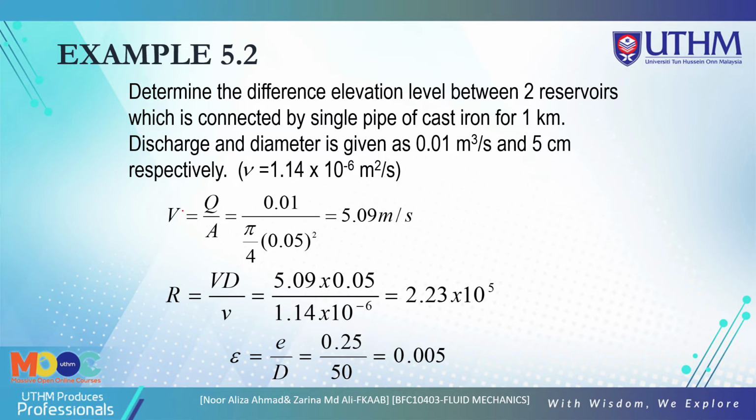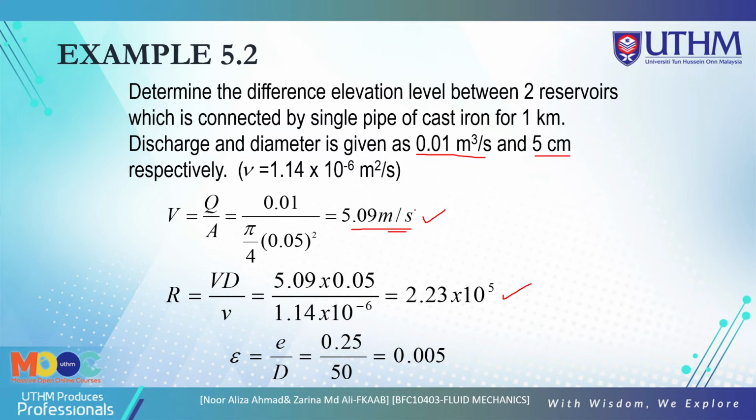First you must find the velocity, based on the Q given here and also the diameter, 0.05 meter. So you get the value of velocity, 5.09 meters per second. Then you get the Reynolds number, VD over the viscosity. To use the Reynolds number here, you must refer to the Moody chart, because the F is not given.